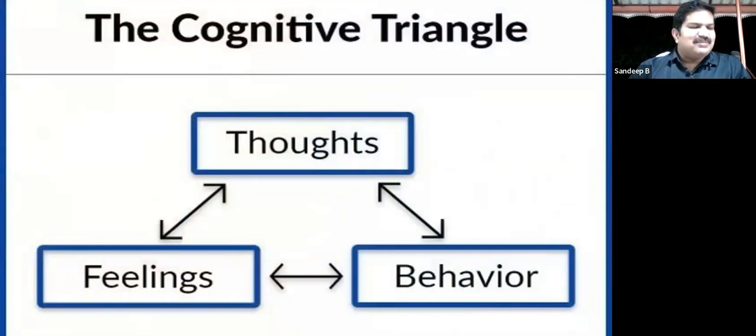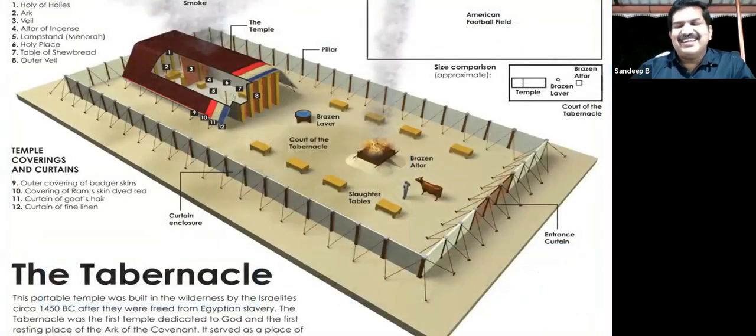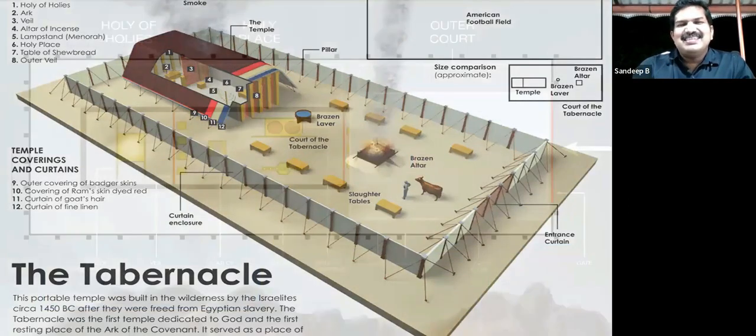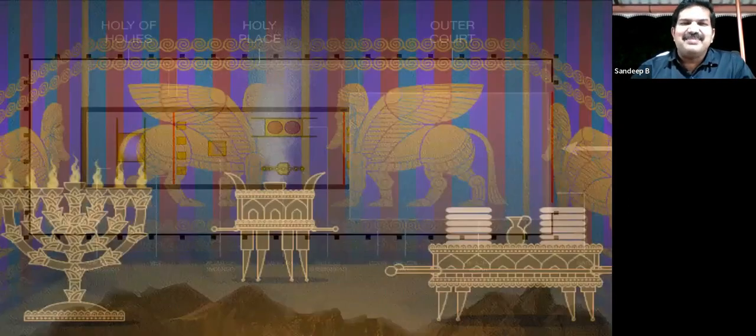And about the cognitive triangle, this is thought, emotion, behavior. Thoughts, emotions, behavior. This is the cognitive triangle. Actually, this is there in the Old Testament tabernacle also, in the holy place. I don't have time to explain all that. I think most of you are from a Christian background.